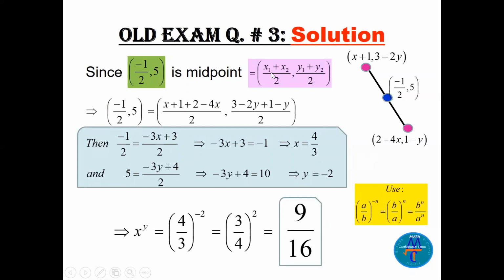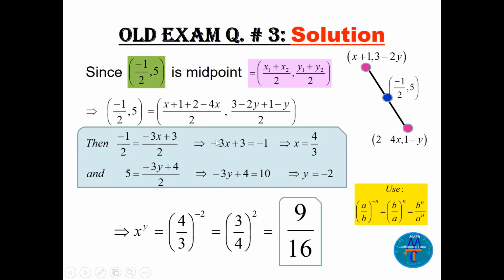Now the formula is there: x1 plus x2 over 2, y1 plus y2 over 2. I leave the midpoint, it's already given. Then I take x plus 1, 2 minus 4x, I add, divide by 2. Then 3 minus 2y, I add with 1 minus y, divide by 2. Now the two points are equal here, you see? This is a midpoint, this is a midpoint. So the x coordinate is equal to the x coordinate, and the y coordinate is equal to the y coordinate.